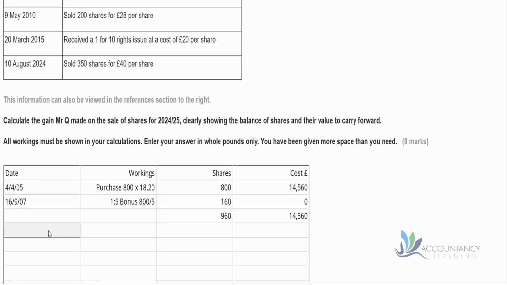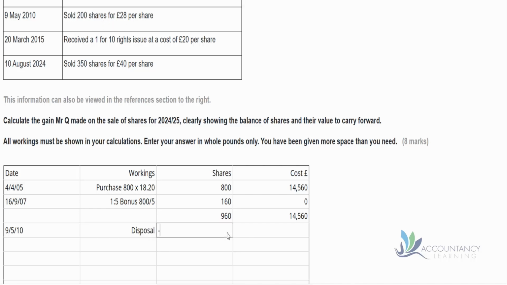So we know that on the 9th of May 2010, we sold 200 shares. So we have a disposal. Now we don't need to work out the tax on this disposal because the question was specifically asking about the 24-25 year. So we have a disposal now. We dispose of 200 shares for £28 per share.